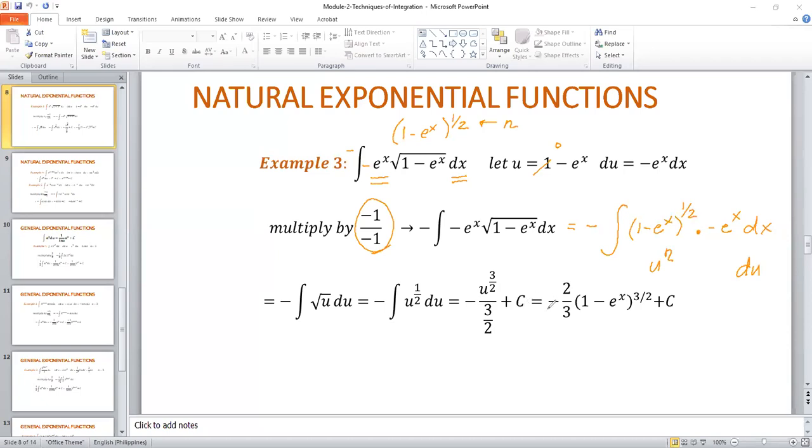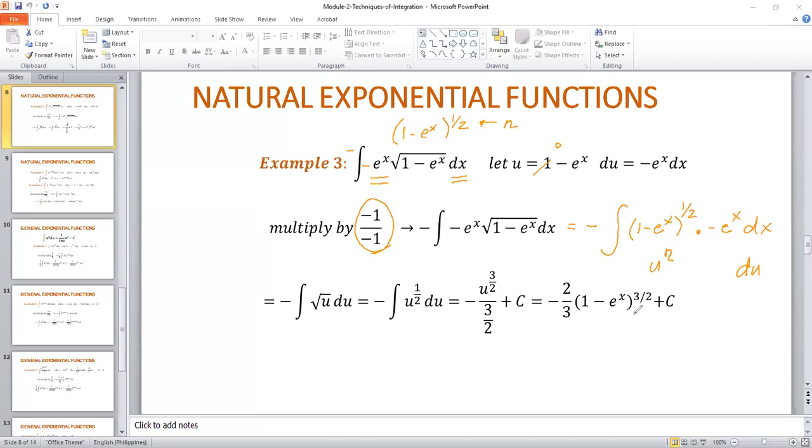So in that sense, you will have negative. These 3/2 here, when written the other way around, not in the denominator, will be 2/3 times the quantity. What's the u? This one. 1 minus e raised to x raised to 3/2 plus c.